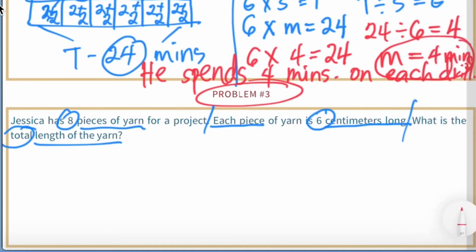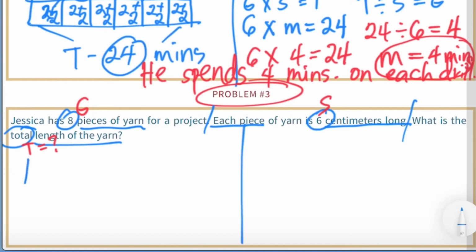I already know that my unknown is the total. I know that 8 pieces of yarn, if you're going to divide the yarn into 8 pieces, we already know that that's your group. It's just like a tape diagram that's divided into 8 pieces. And of course, each piece of yarn is 6 centimeters. We know that it's the size of the group. Now I'm ready to draw.